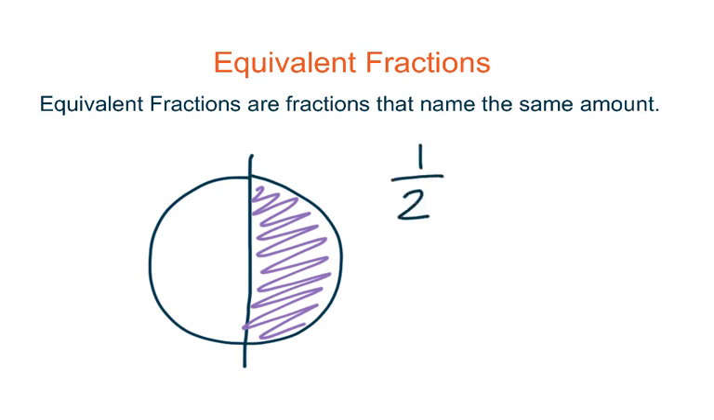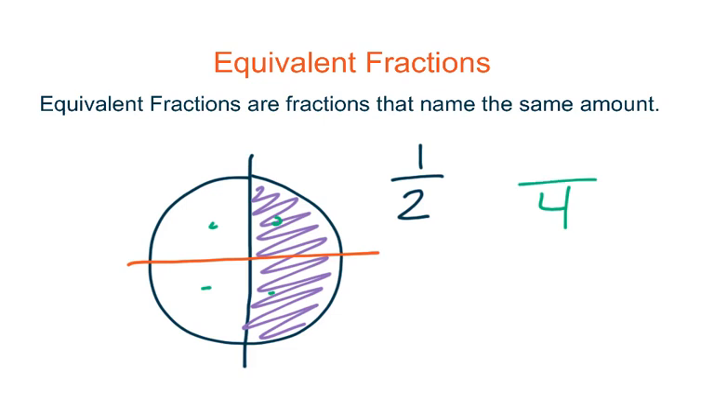I have 2 total pieces in my circle because I split it in half, and one side of that is shaded. Now what would happen if I split this in half again? Notice that the purple side doesn't change, but the number of parts that I have in my circle now do change. So instead of having 2 parts in my circle, I now have 4 parts in my circle. I have 1, 2, 3, 4 parts of my circle. So that's going to be my new denominator, or the parts in my whole circle.